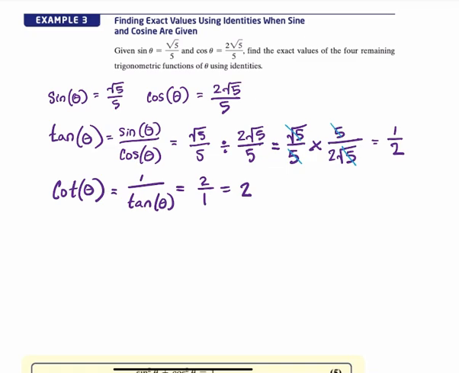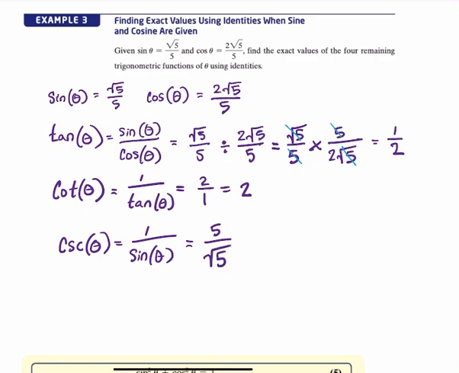So we just need two more. We need the cosecant and the secant. So the cosecant is 1 over the sine. So the reciprocal of the sine, if the sine is root 5 over 5, that means the cosecant would be 5 over root 5.